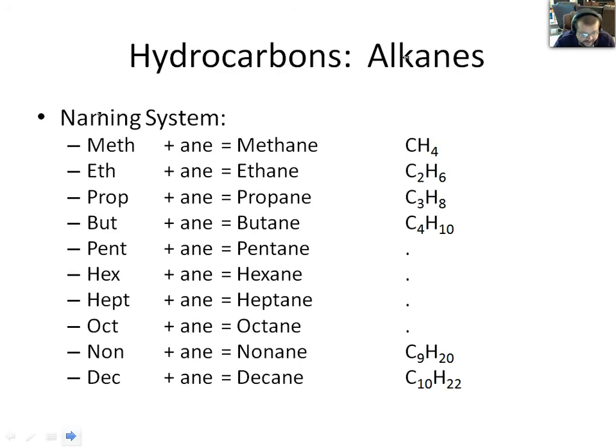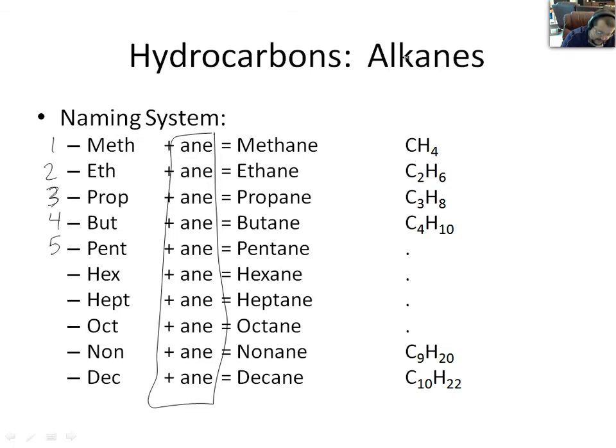Now you've got a list here. Notice they all end in A and E because they're all alkanes. So what you really need to memorize are the prefixes. 1 for meth, 2 for eth, 3 prop, 4 but, 5 pent, 6 hex, 7 hept, 8 oct, 9 non, and 10 dec. They keep going after that, but these are going to be the most common that we're going to end up using.